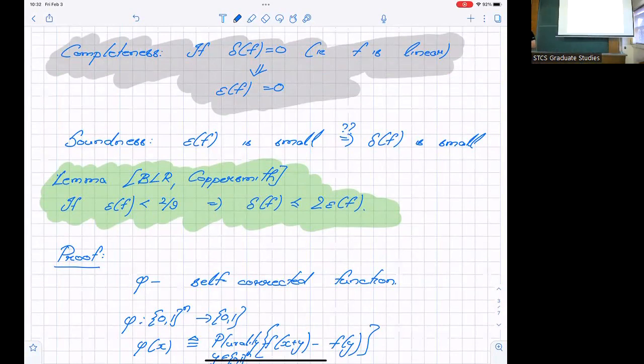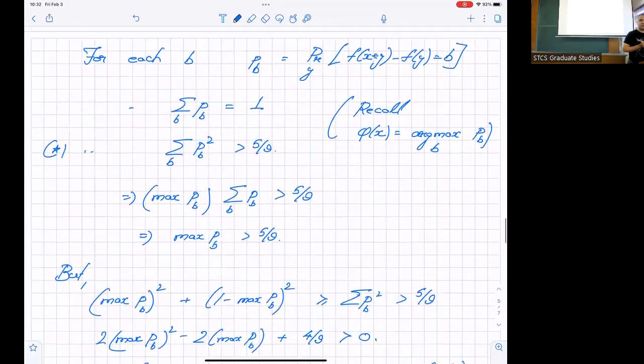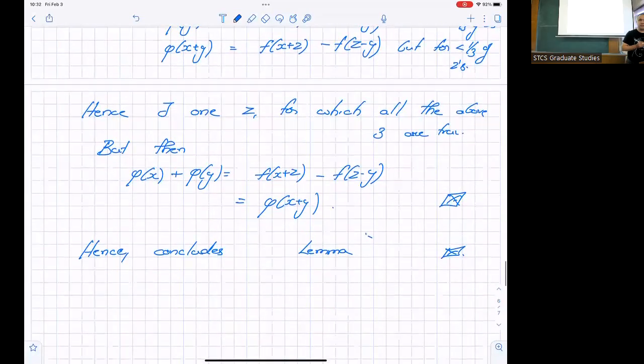Do all the proofs have the property that you get your hands on a linear function as well? Most of these proofs, we will see that in subsequent ones also, will have this. The Fourier proofs don't have this, they do a self-correction. They will do a self-correction and then show that they have this feature.